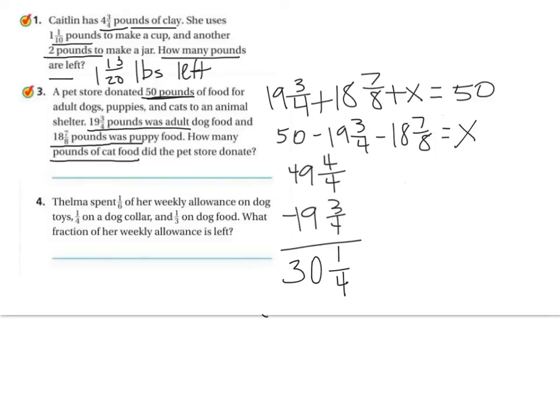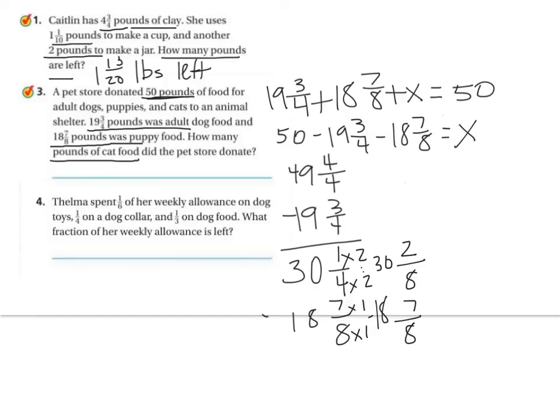Now I have to subtract 18 and 7/8. I need to find a common denominator for these two fractions. I know that they both have 8 in common as multiples. 8 times 1 equals 8, so I need to multiply 7 by 1. 4 times 2 equals 8, so I need to multiply the top by 2. So I have 30 and 2/8 minus 18 and 7/8.